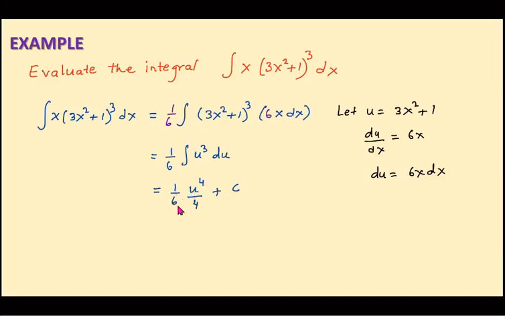We have 1/6 here and then 1/4 here. So when you multiply that, that will be 1/24. And then the value of U is 3x squared plus 1. So (3x squared plus 1) raised to the power 4, plus C. So that is the value of this integral, which is given here. And what we used here is we use U substitution to solve that integral.